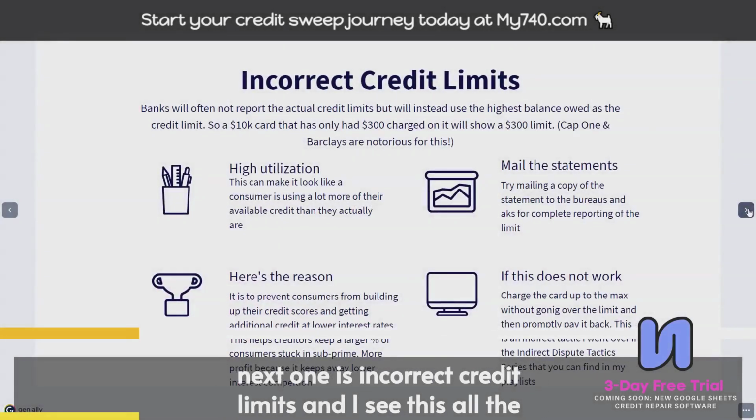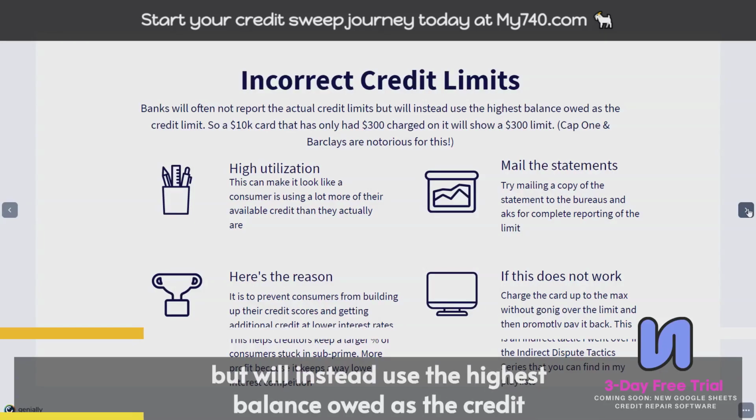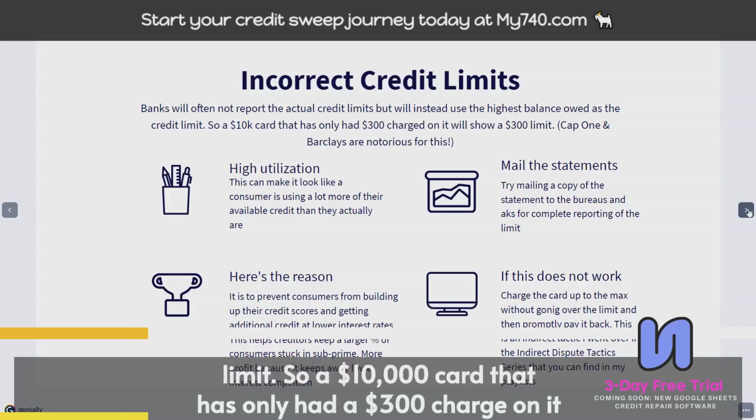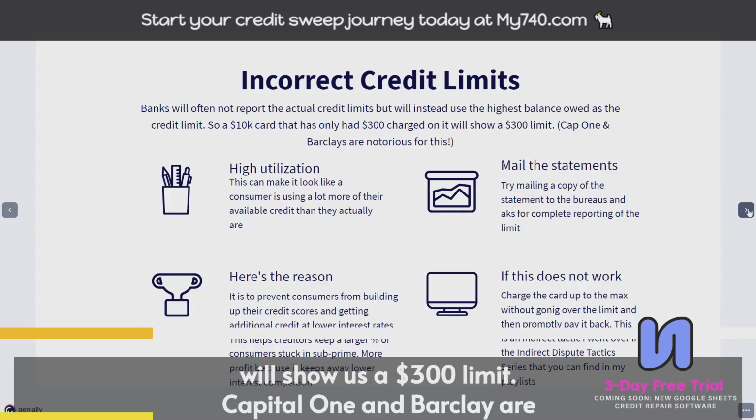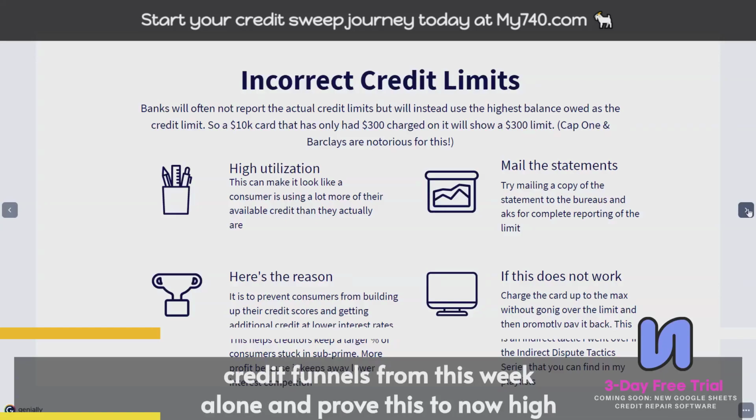The next one is incorrect credit limits, and I see this all the time. Banks will often not report the actual credit limits, but will instead use the highest balance owed as the credit limit. So a $10,000 card that has only had a $300 charge on it will show as a $300 limit. Capital One and Barclays are notorious for this. I can literally pull like 22 different credit files from this week alone and prove this to you.